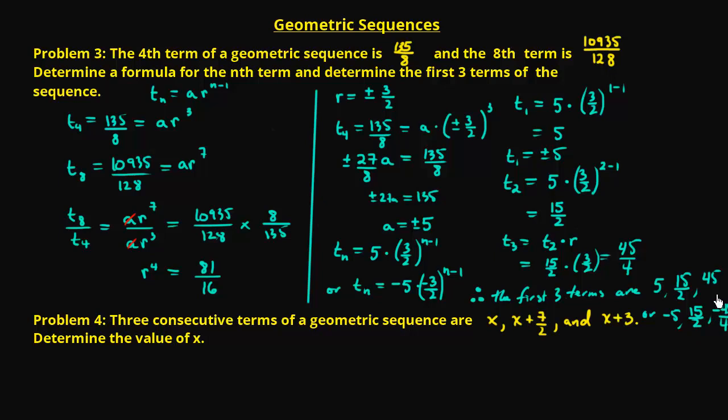Oh, I missed a factor 4 in the denominator here. So 5, 15 over 2, and 45 over 4, or negative 5, 15 over 2, and then negative 45 over 4. And that's because when we had the first term being negative, the common ratio had to be negative as well. So if the first term is negative 5, then the sign of the next term is going to be flipped. So the sign of the second term will be positive. Then the sign of the third term will be negative again because the common ratio is negative.